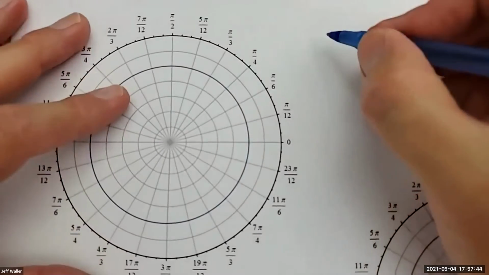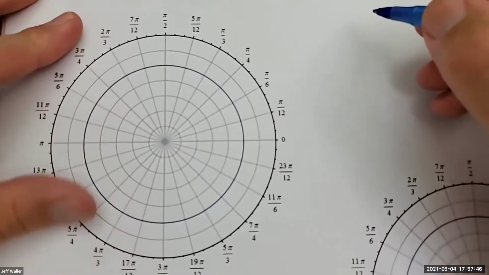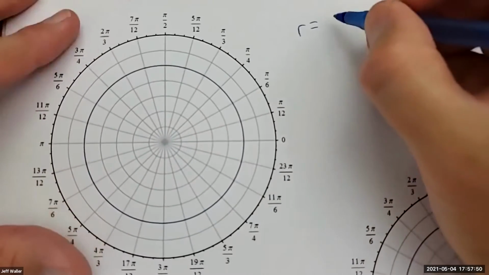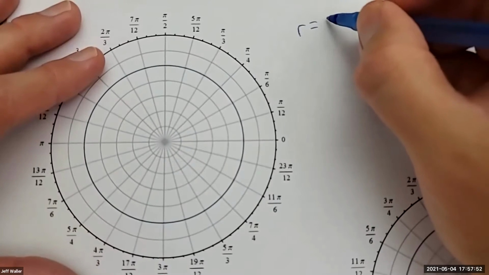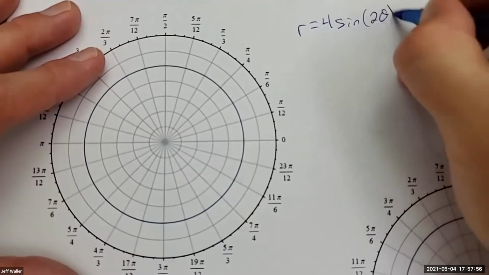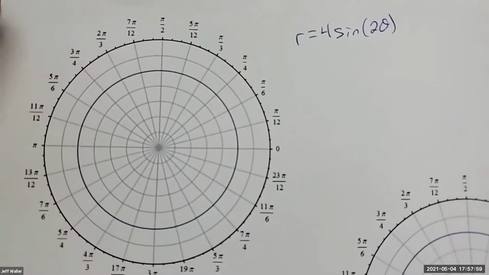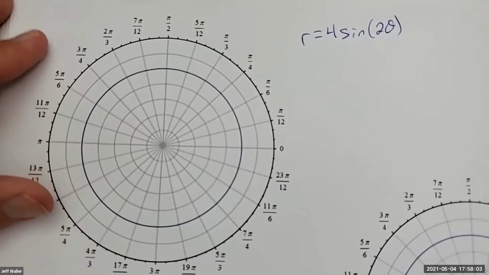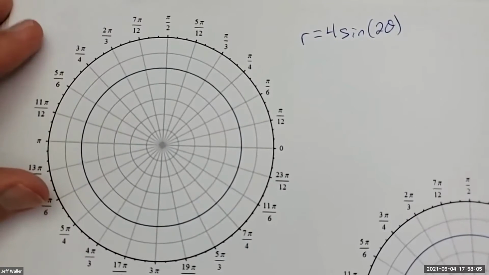If I were you, I would be most curious about the graph of things when I put a number inside, something like 4 sine of 2 theta. You guys with me? I want to see what that does. What effect will that have on the graph?